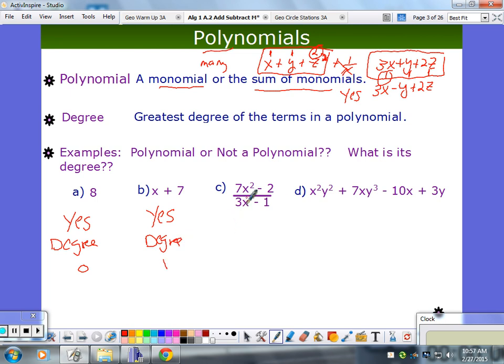What about this thing here? No. Why not, Ben? There's an x in the denominator. You can't have a variable in the denominator.